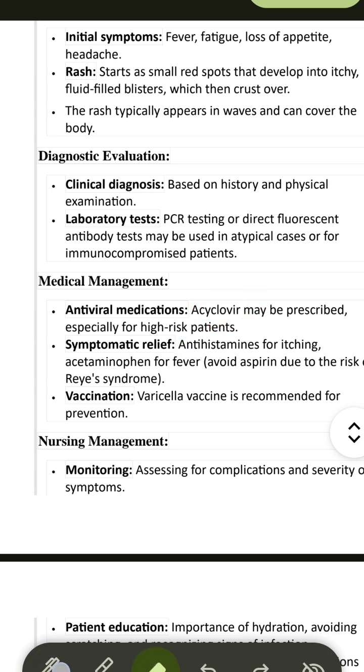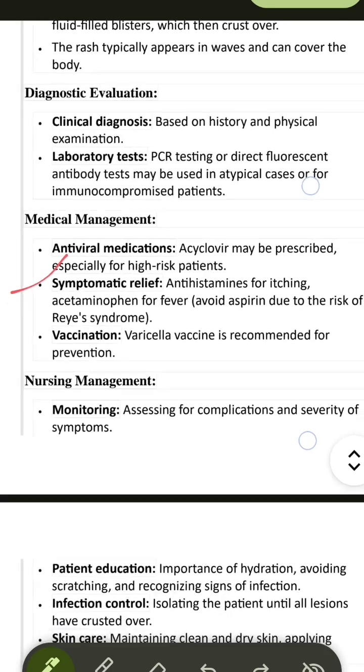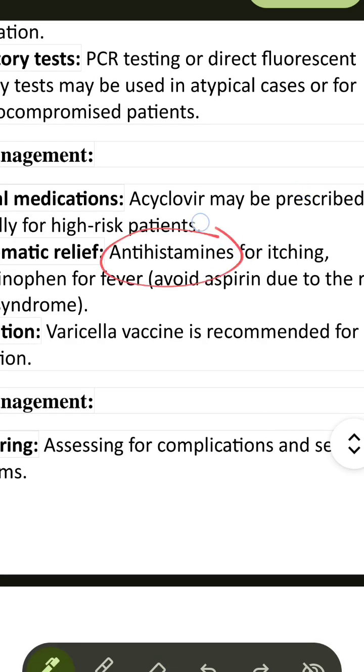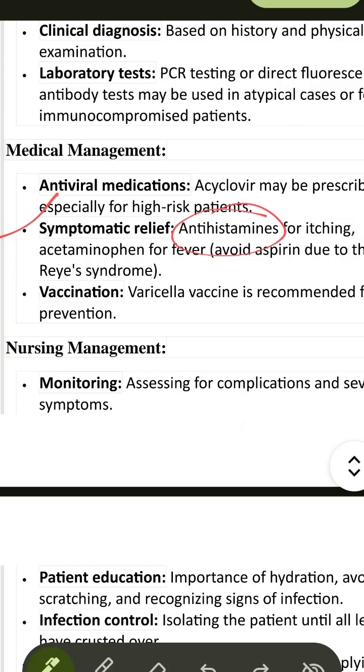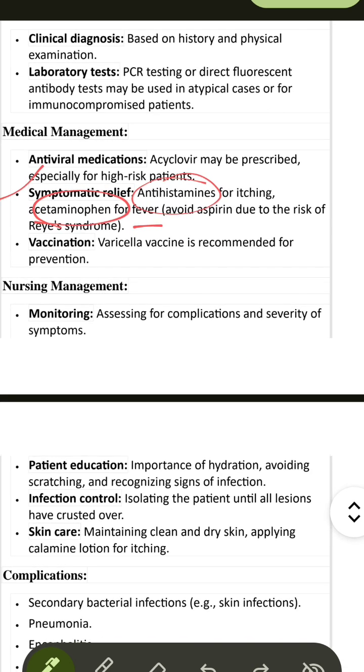Next, symptomatic relief. Antihistamine medications will be provided for itching, and acetaminophen for fever. Among the signs and symptoms, fever will be there, so we will provide acetaminophen for fever, and avoid aspirin due to the risk of Reye syndrome.